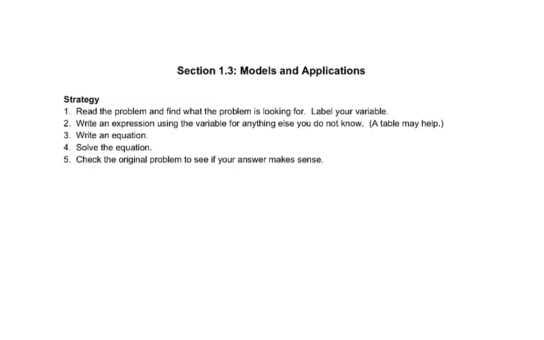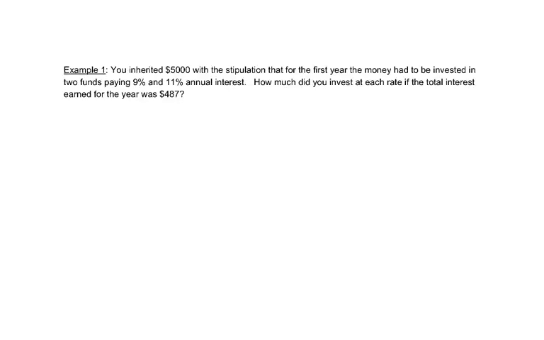In 1.3, we'll look at some story problems. Here's a general strategy for how to look at it. The biggest thing that I would say is that tables or pictures can be really helpful. So let's look at the first example.